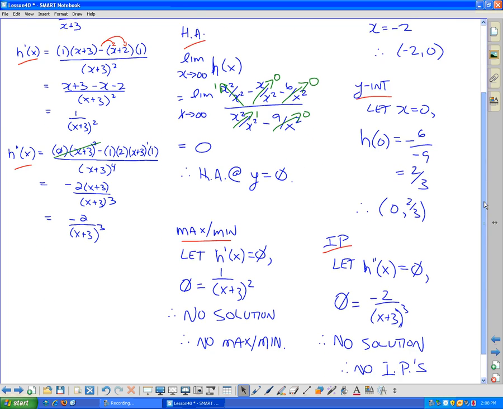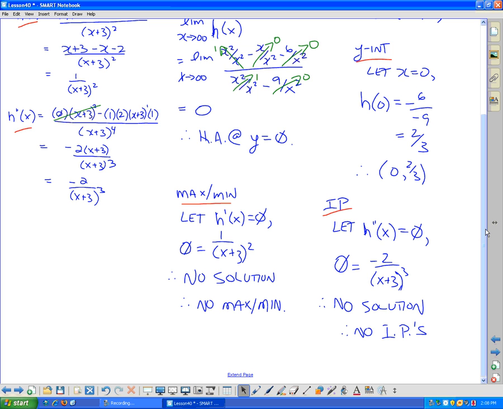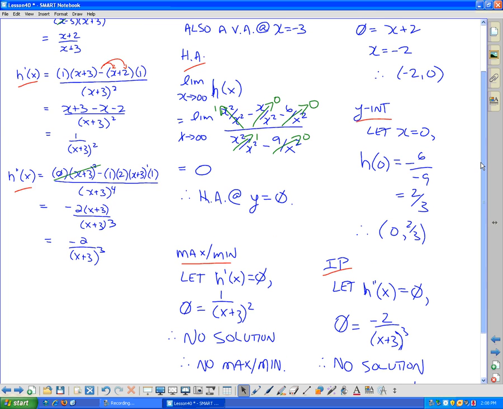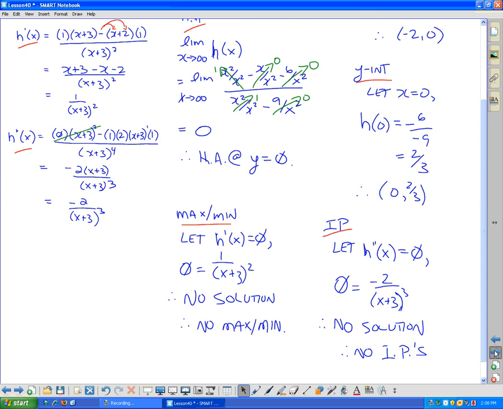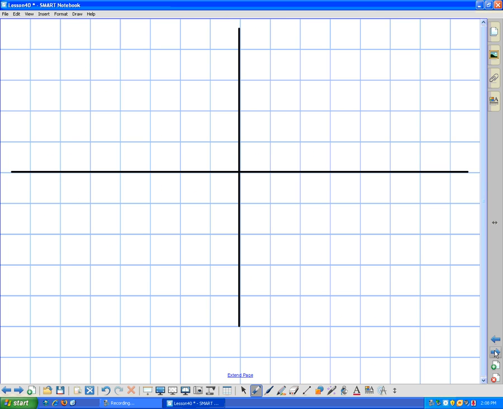So at this point, I would recommend let's go and plug in some information here, and we'll go from there. So likely go by singles on my grid. So 1, 2, 3, 4, and 5 on the x-axis. 1, 2, 3, and 4 on the y. -1, -2, -3, and -4.